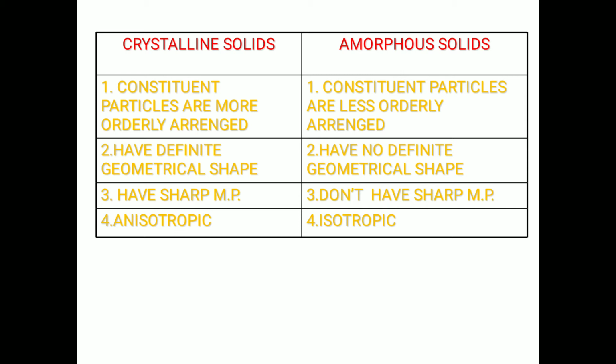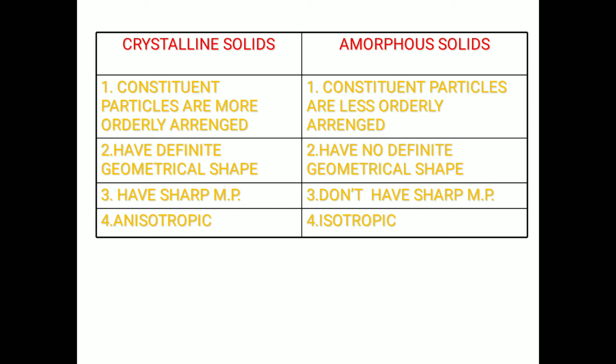For example, let's assume the melting point of a crystalline solid is 100 degrees Celsius. It is 100 only. It cannot be 101, it cannot be 99. Exactly at 100 degrees Celsius the complete solid melts.